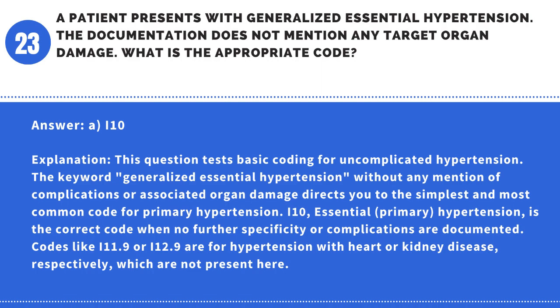The keyword generalized essential hypertension, without any mention of complications or associated organ damage, directs you to the simplest and most common code for primary hypertension. I10, essential primary hypertension, is the correct code when no further specificity or complications are documented. Codes like I11.9 or I12.9 are for hypertension with heart or kidney disease, respectively, which are not present here.